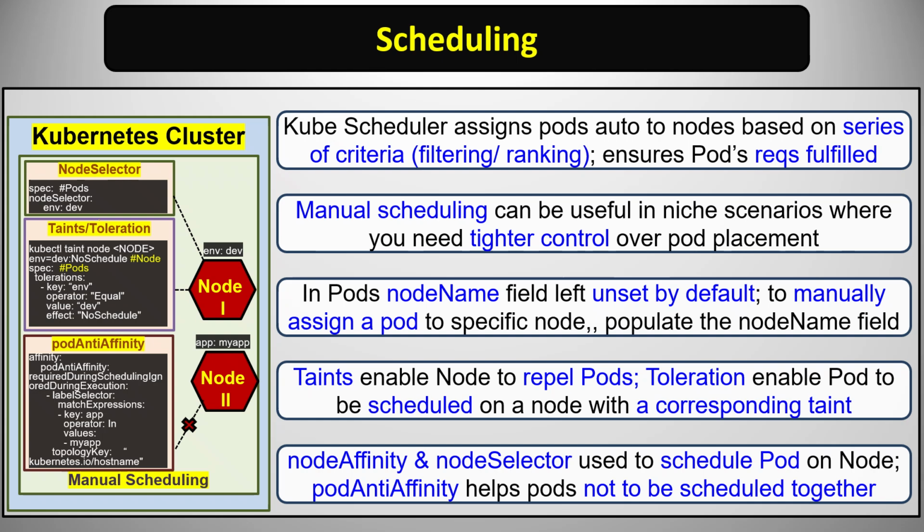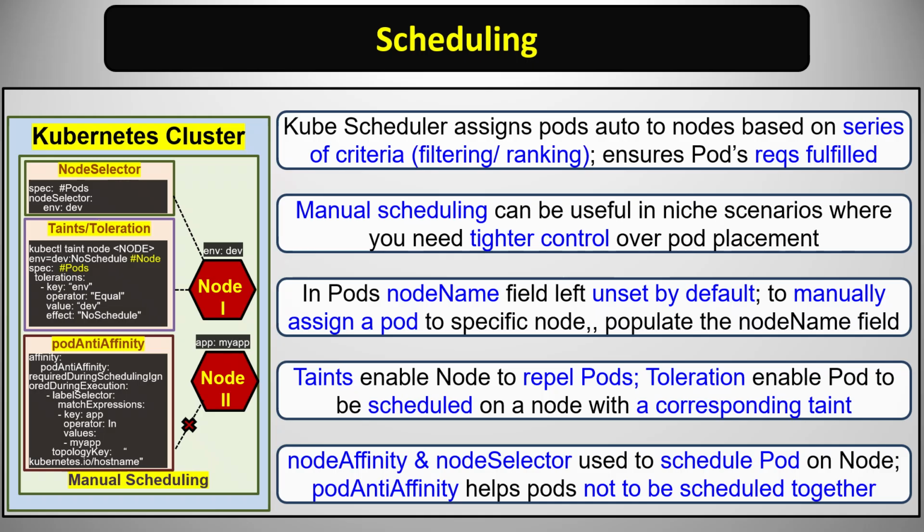The next option is NodeSelector. This lets you tie your pod to nodes that have specific labels. For example, if you label your node with env equal to dev and put the nodeSelector env dev in your pod specification, Kubernetes will only consider nodes that match that particular label. It's simple and effective, but only does exact matches.